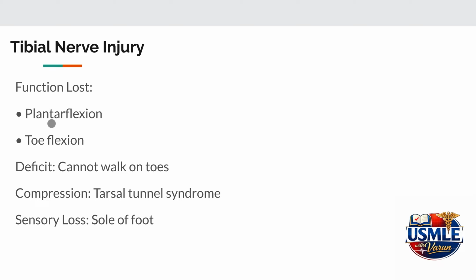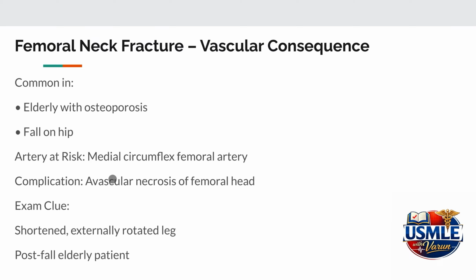The tibial nerve controls plantar flexion and toe flexion. Injury to the tibial nerve results in an inability to stand or walk on toes. Sensation over the sole of the foot may also be reduced in patients who have undergone a tibial nerve injury. Sensory loss over the sole of the foot and compression of this tibial nerve leads to tarsal tunnel syndrome.